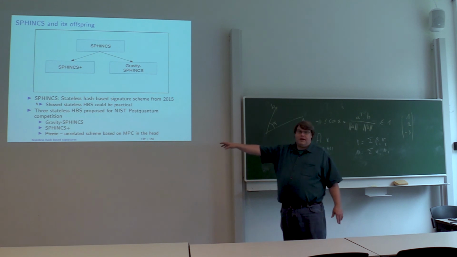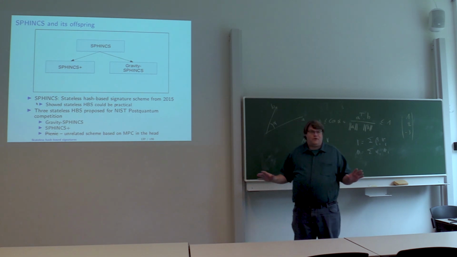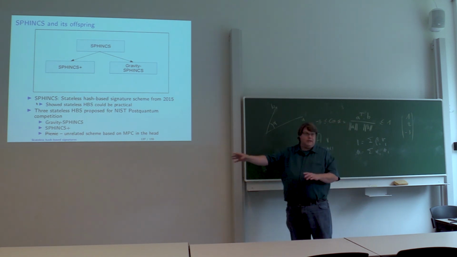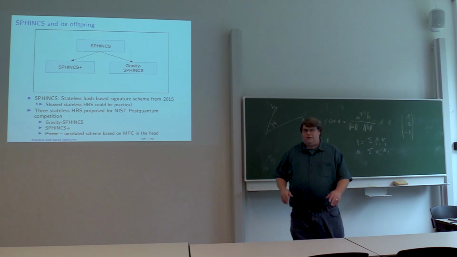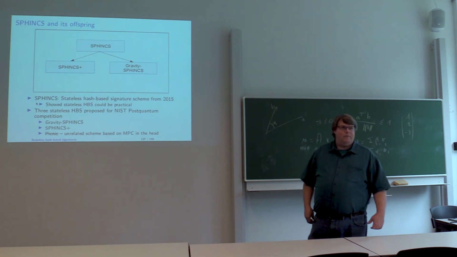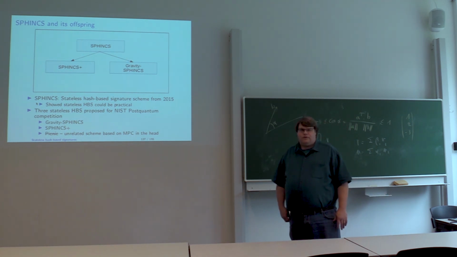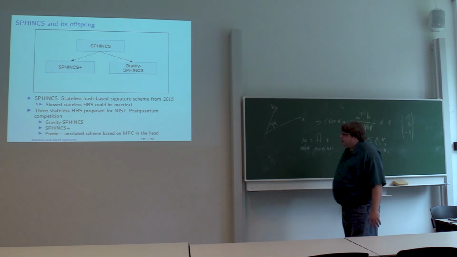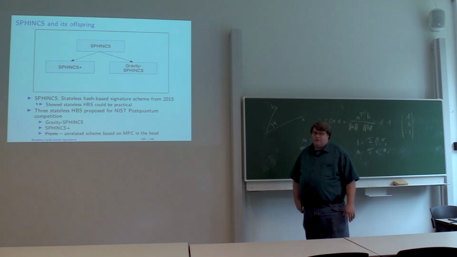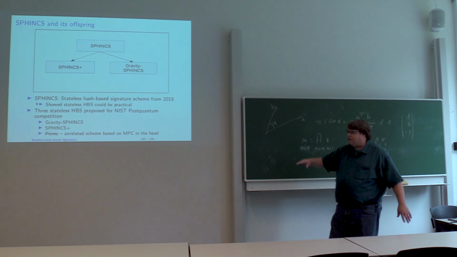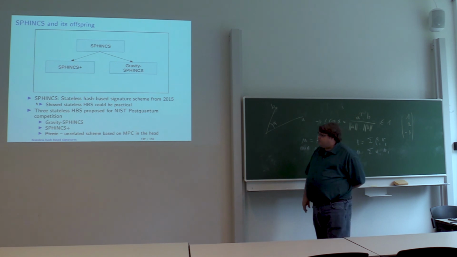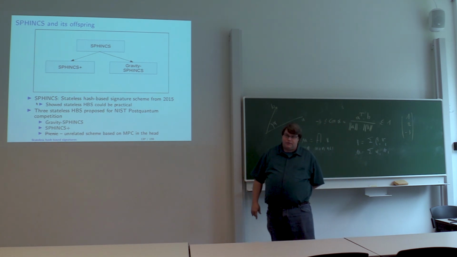One of them is Picnic. Everything I've told you about hash-based signatures for today does not apply at all to Picnic. It's a completely different design, unrelated. It's like comparing, I don't know, bears and lizards or something. They're completely different parts of the tree. So Picnic is based on MPC in the head and zero knowledge proofs. It doesn't have anything to do with this stuff. The two that have to do with what we've been talking about are Gravity Sphinx and Sphinx Plus.